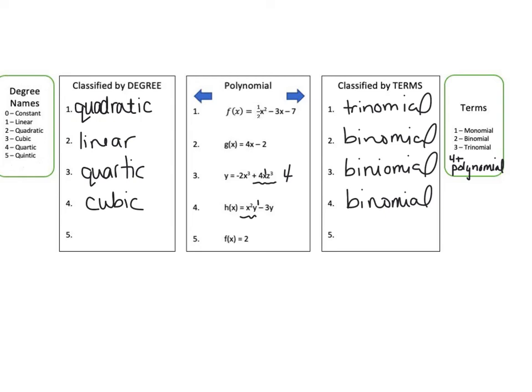Number 5, the degree here is 0. It's not 1 because there's no variable at all. So it is a constant function, and it would be a monomial because there is only 1 term.